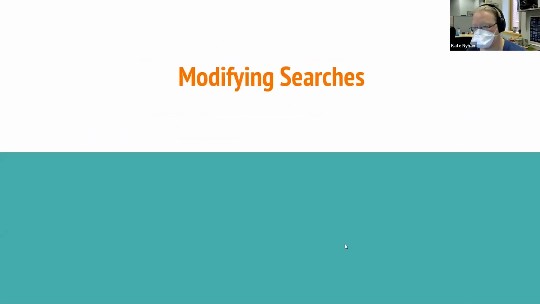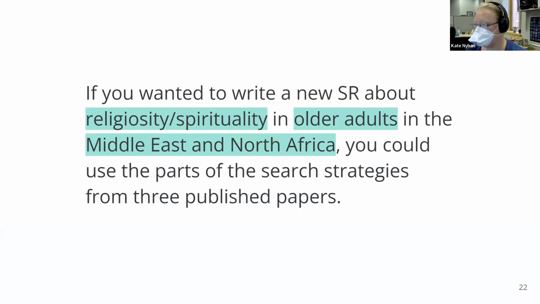So let's say that you want to modify some searches and use them in some of these free databases that we're recommending. Well, folks, I'm really lazy. I don't want to start from the beginning if I don't have to. So I like to approach this task of evidence synthesis searching in a modular fashion. And if I want to write a new systematic review about this topic, religiosity in older adults in the Middle East and North Africa, I could use parts of the search strategies from 3 papers I've worked on before.